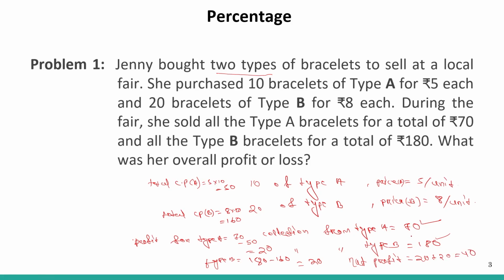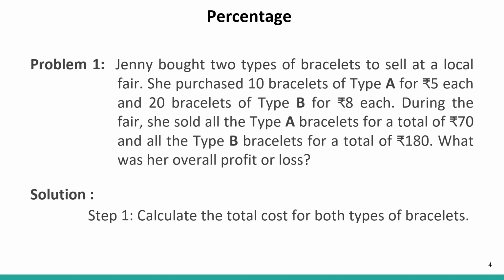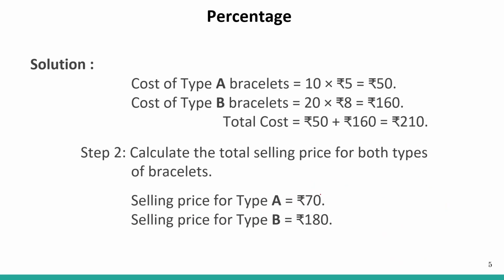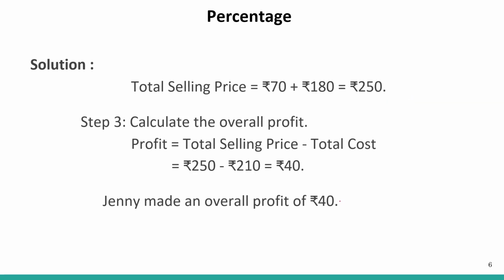Let's see a step-by-step solution. Calculate the total cost for both types of bracelets. The total cost price was 50 and 160 for A and B respectively, so the total cost became 210. Then calculate the total selling price for both types of bracelets. It will be 70 and 180 respectively for A and B, so the total selling price is 250. So profit is equal to total selling price minus total cost, so it will be 40 rupees.